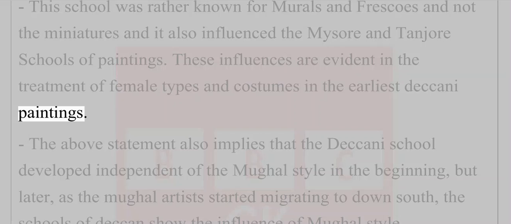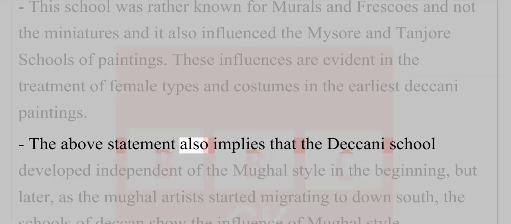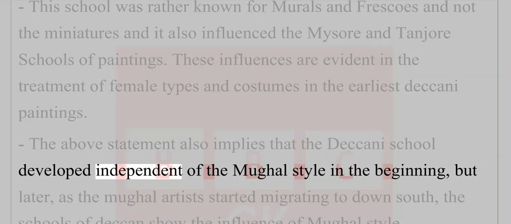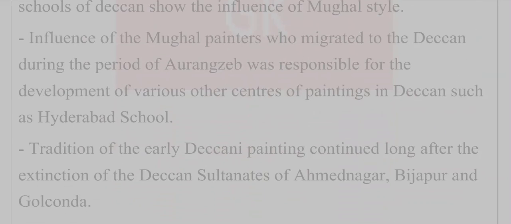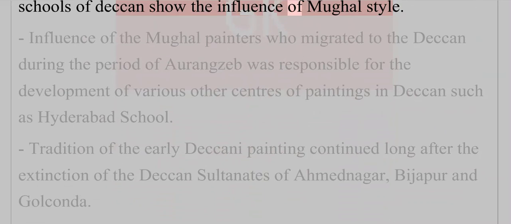These influences are evident in the treatment of female types and costumes in the earliest Deccani paintings. The above statement also implies that the Deccani school developed independent of the Mughal style in the beginning, but later, as the Mughal artists started migrating down south, the schools of Deccan show the influence of Mughal style.